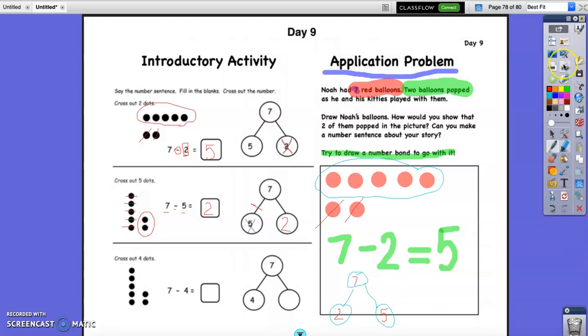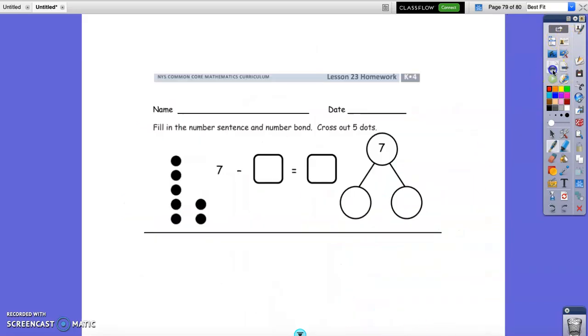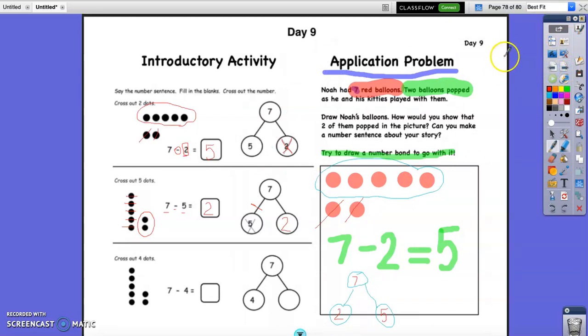Good job. All right, let's go. If you're still working on it, you can pause to get this written down, and then let's go to the next thing. So if you need to pause it, you can go ahead and pause it now.